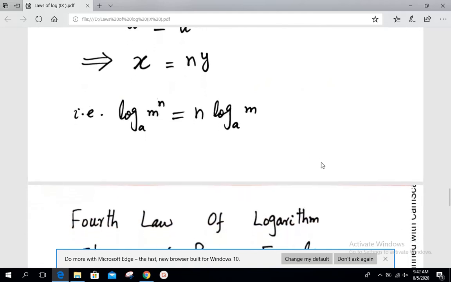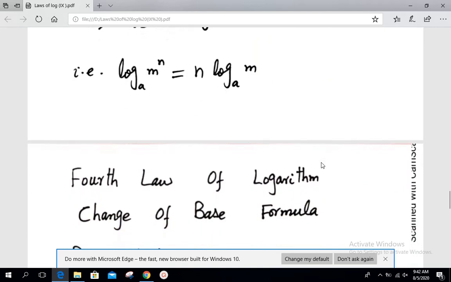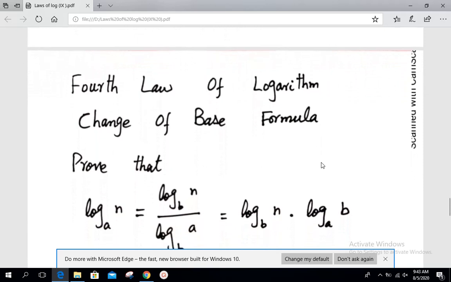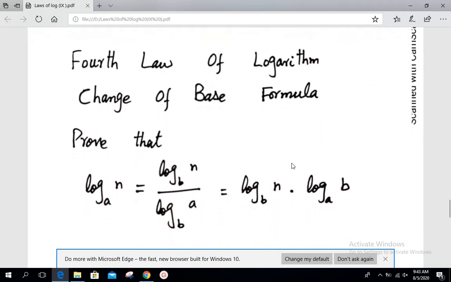Going ahead, the fourth law of logarithms, also called the change of base formula, may come in your objectives. Statement: prove that log n with base a is equal to log of n with base b whole over log of a with base b. To remember it is easy. Repeat the numerator the same and shift it to the top. What will happen? Value and base will change. It is written log of n base b multiplied by log of b with base a. B was the base here, a was the value here, both are interchanged.